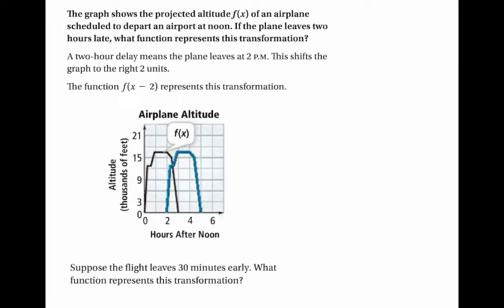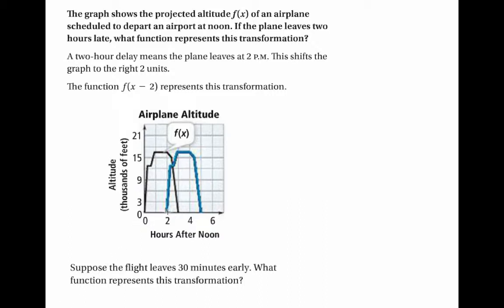So here we have an application. The graph below shows the projected altitude f of x of an airplane scheduled to depart an airport at noon. That's the black graph. Okay. If the plane leaves 2 hours late, what function represents this transformation? That's going to be the blue graph. The 2-hour delay means the plane leaves at 2 p.m. This shifts the graph to the right 2 units. The function f of x minus 2 represents this transformation.